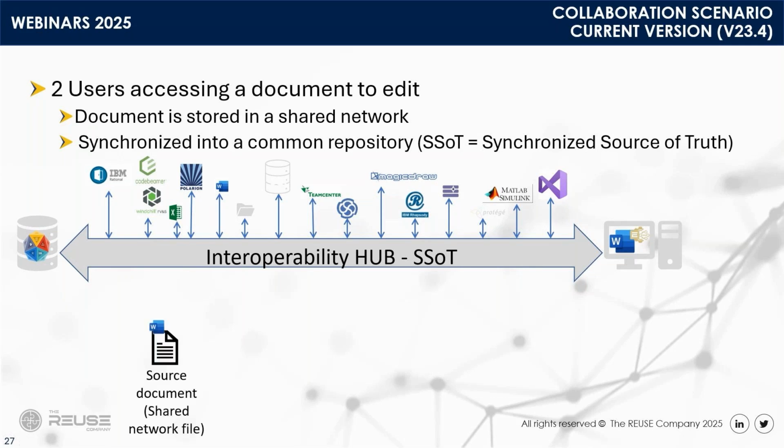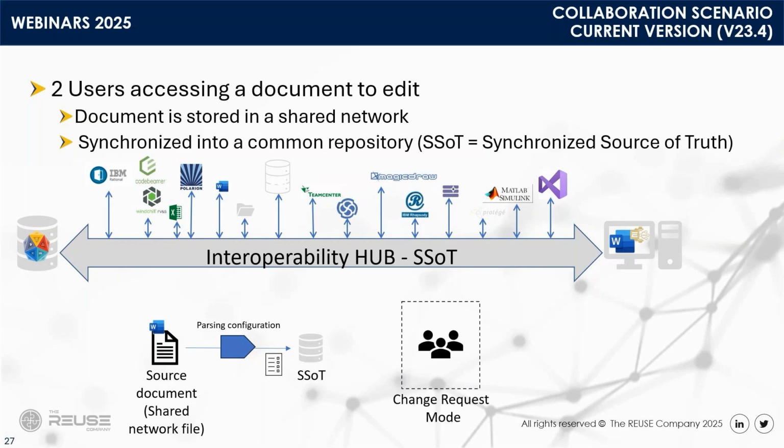So the source document, let's say a shared network file, that's the current use case, will be parsed to produce work products that will be stored in the synchronized source of truth, so our working repository. And then if we work in change request mode, so we freeze the free document edition, and what we do in that case is have different users contribute to editing the document, to propose changes, and then these changes will be approved or rejected by someone that is a reviewer or a manager in the team. So I will show in the demo how this works.